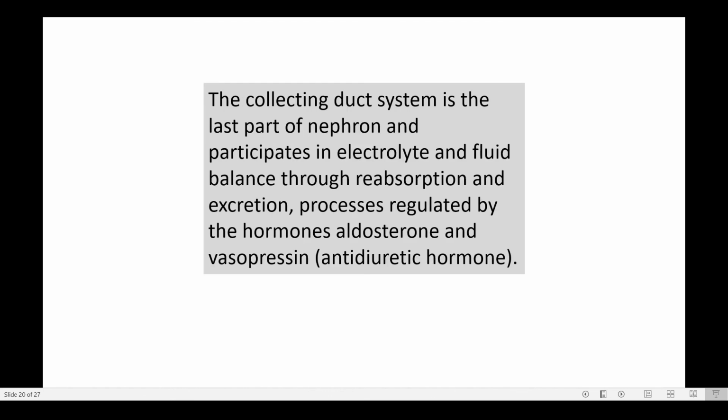And finally, the collecting duct. The collecting duct system is the last part of the nephron and participates in electrolyte and fluid balance through reabsorption and excretion processes regulated by the hormones aldosterone and vasopressin, that is the antidiuretic hormone, also known as the ADH hormone. ADH is secreted from the posterior end of the pituitary gland, and it regulates the volume of urine passed through the collecting duct to the ureter.